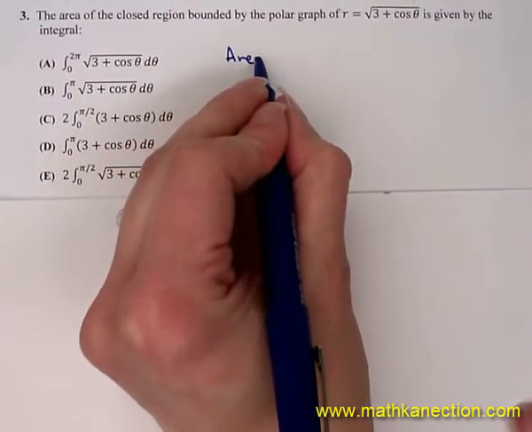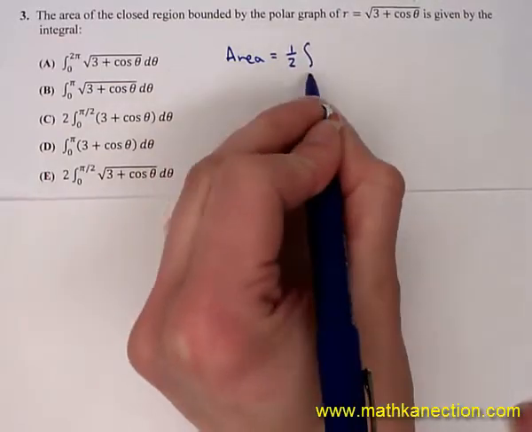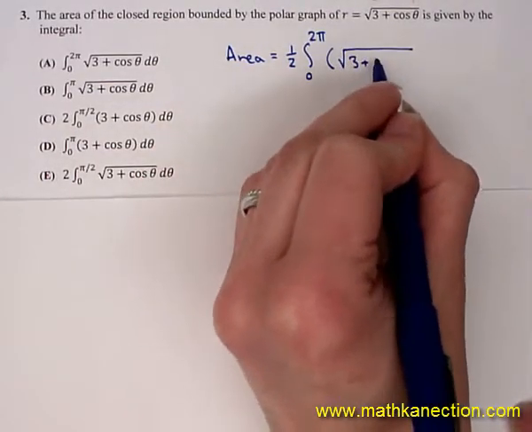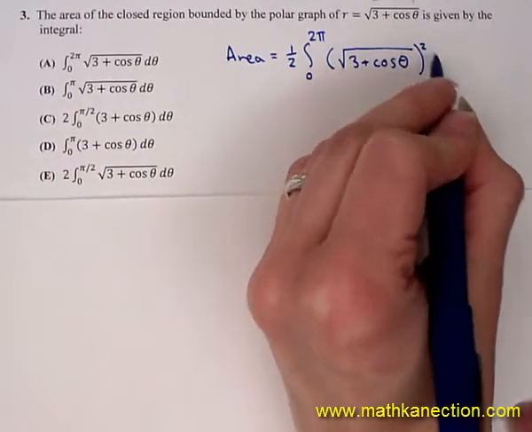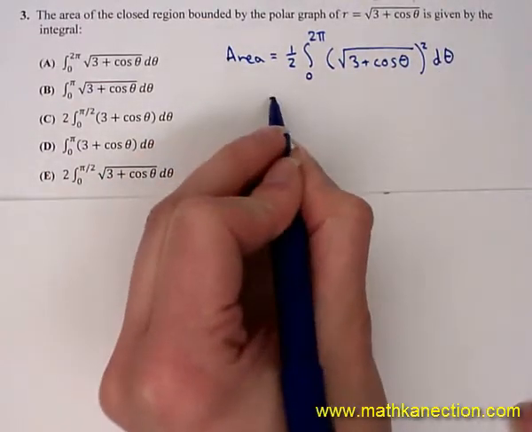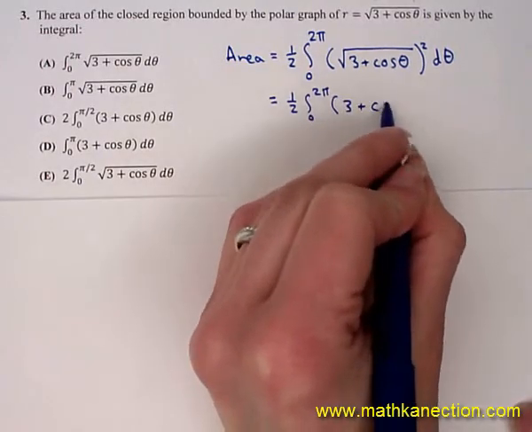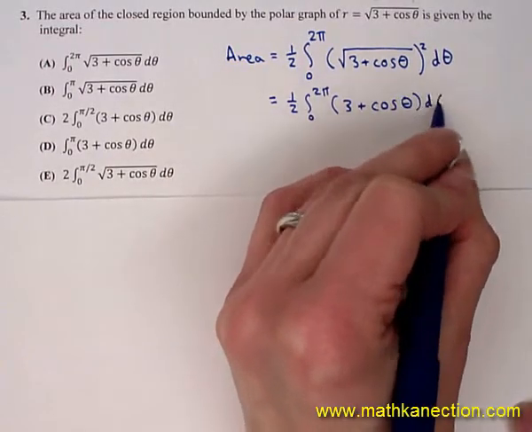To set up the integral for the area enclosed by the region of that polar graph, it's 1/2 integral from 0 to 2 pi of the polar graph squared. Simplifying, the radical and the square cancel out, so we're left with the integral of 3 plus cosine of theta.